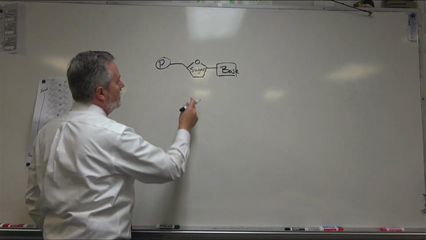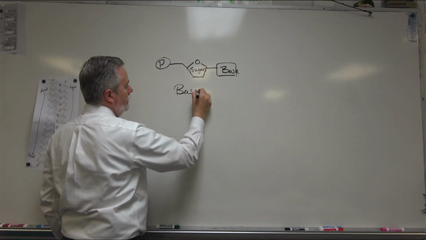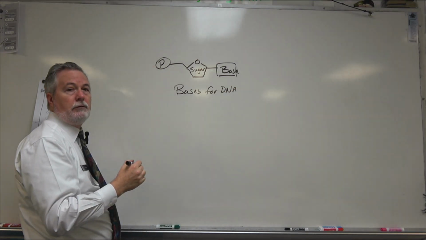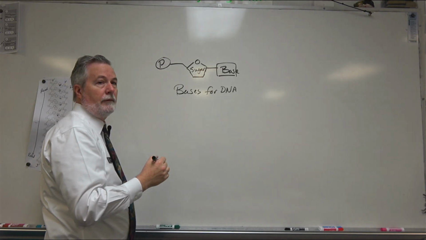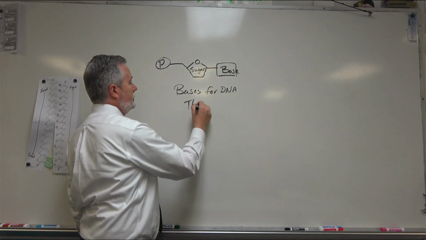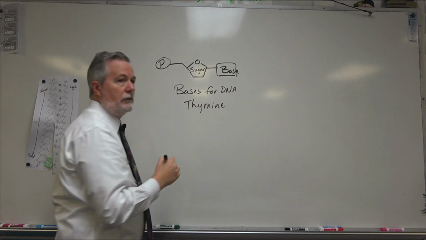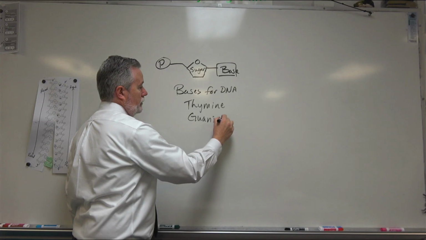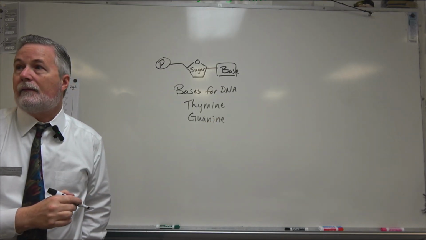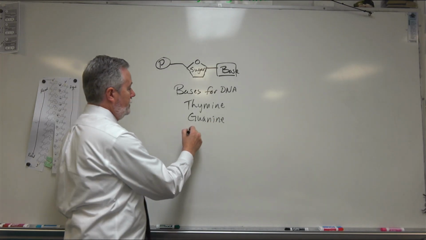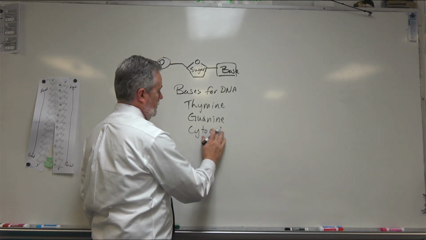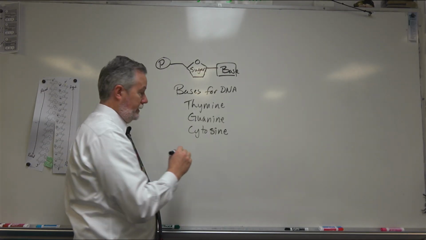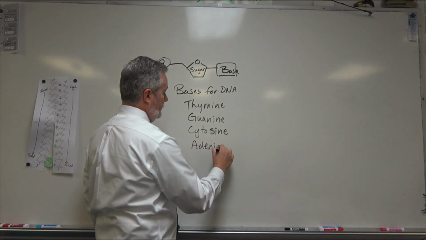different kinds. What are my bases for DNA? Which one? Thymine is one, yes. Guanine. Cytosine. Adenine. So what is uracil?